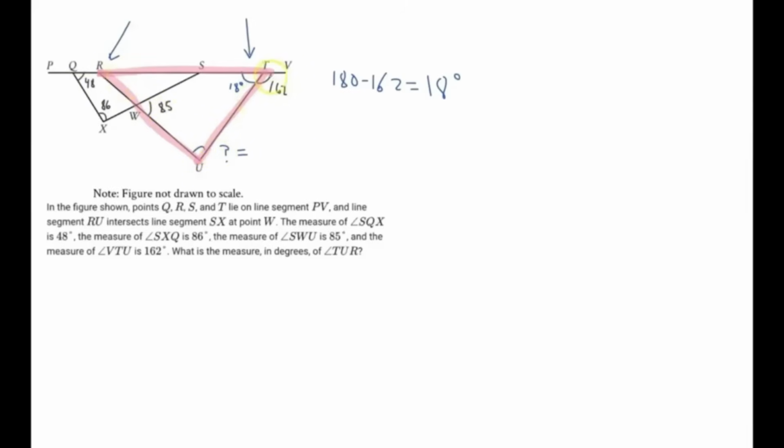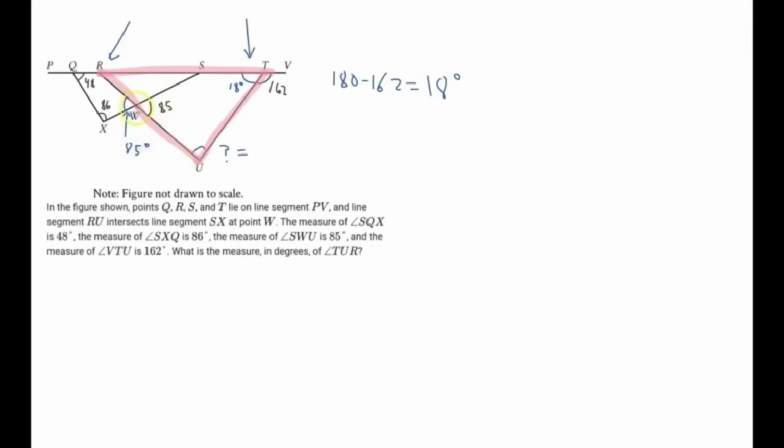So is there a way to find angle TRU? Well, it is a part of another triangle, right, over here. And so now we really have to think, what can we do? So first off, we have this 85-degree angle here, and we have a very straightforward vertical angles theorem here. So this angle right here, which is across from the 85 degrees, that is also 85 degrees.